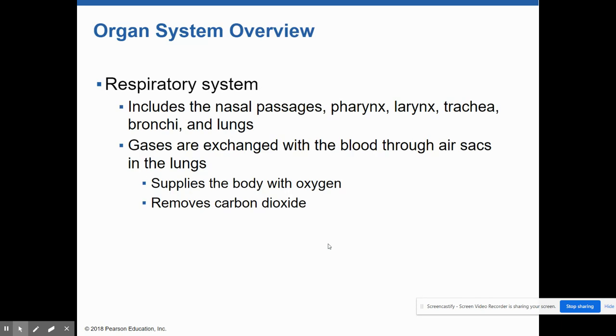The next organ system is the respiratory system. The main anatomical structures are the nasal passages, pharynx, larynx, trachea, bronchi, and lungs. And then the physiological function is gas exchange. So gases are exchanged with the blood through air sacs in the lungs, and this helps supply the body with oxygen, and it helps remove carbon dioxide from the body.